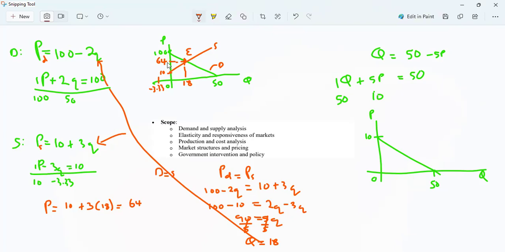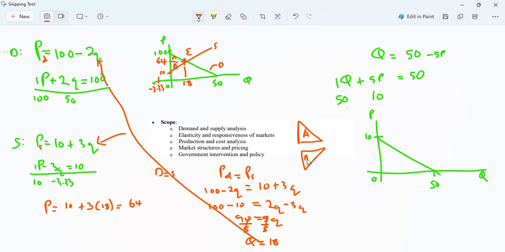Now we have an interesting scenario where we have two areas: triangle A and triangle B. These triangles have special names. Triangle A is called the consumer surplus and triangle B is called the producer surplus. You've heard of these terms. What is a consumer surplus and what is a producer surplus?